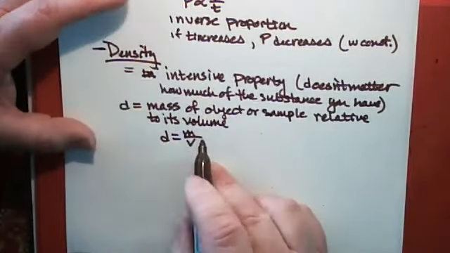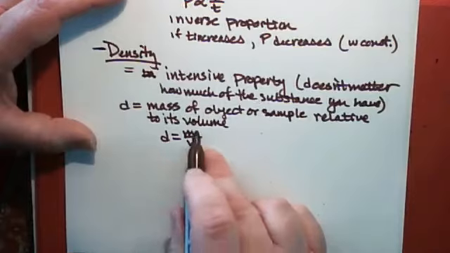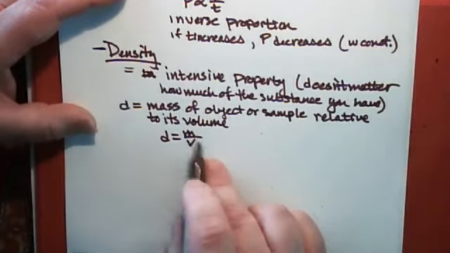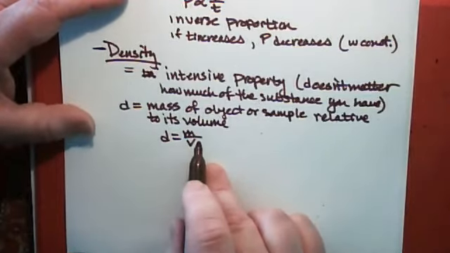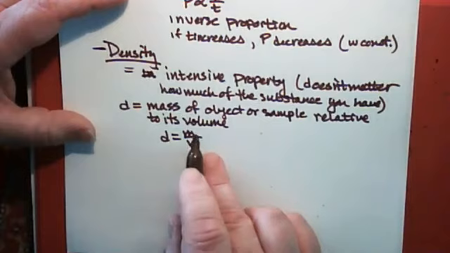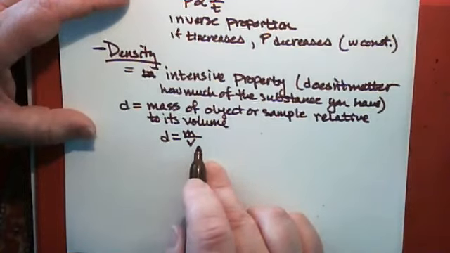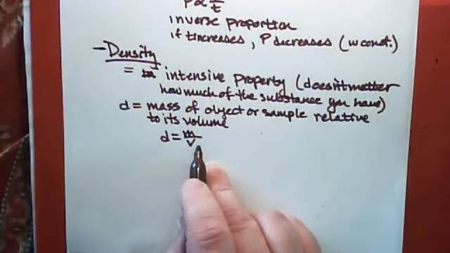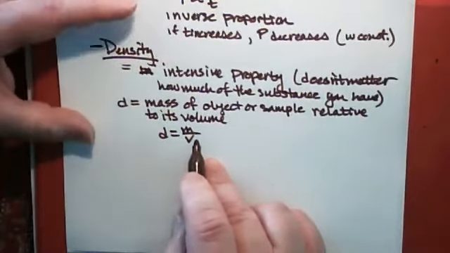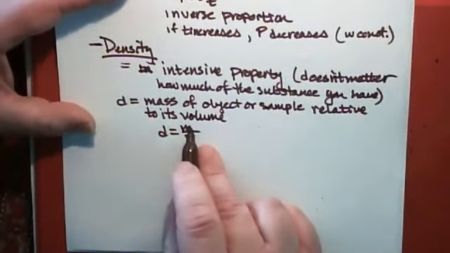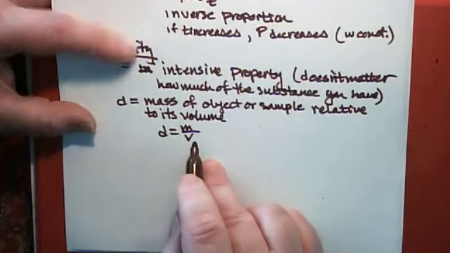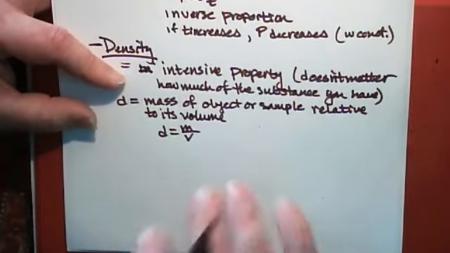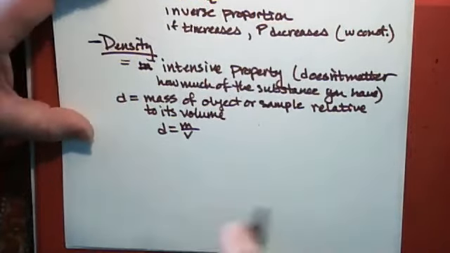Interestingly enough, mass and volume are both what's known as extensive properties. And what that means is that they do depend on how much stuff you've got. Obviously, the more stuff you've got, the more mass you have, and the more stuff you've got, the more volume you have. But the interesting thing is when you take one extensive property and divide it by another, you get an intensive property, which doesn't depend on how much you've got.